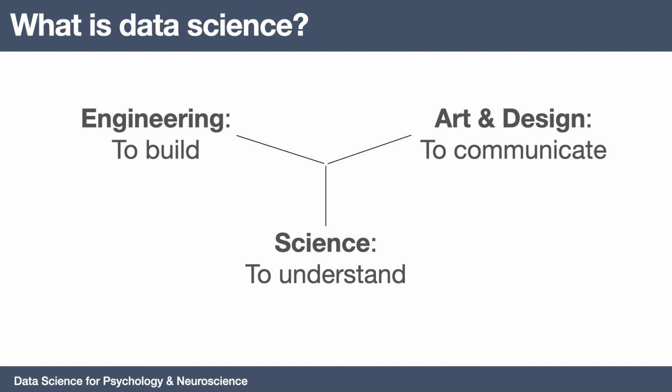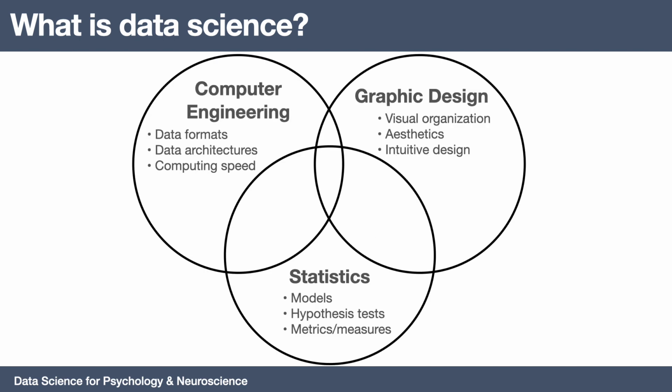There's also an aspect of communication. So there's an art and design component to data science as well. How do you effectively communicate these complex relationships using either statistical models or visualization? And so you can think about data science as being the intersection of computer engineering, graphic design, and statistics. So in the Venn diagram of these three broad fields, data science sits here.